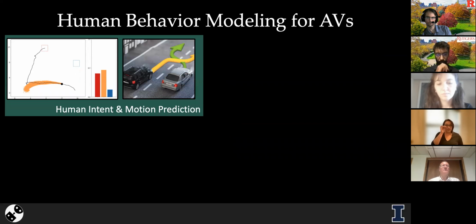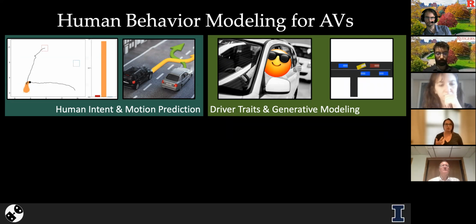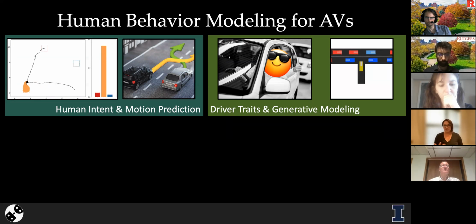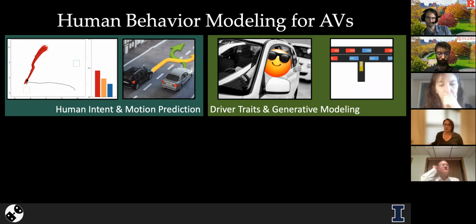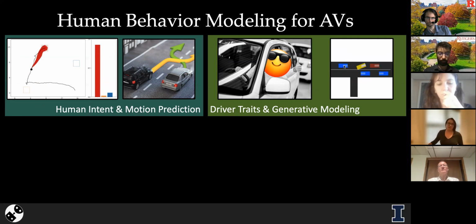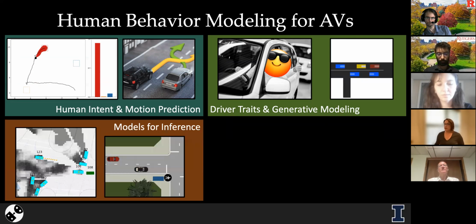We've looked a lot at modeling human intent and motion prediction. We've more recently been looking more explicitly at driver traits, so trying to understand some of these hidden parameters that determine, again, whether or not an agent is going to be cooperative or not. This becomes very important for downstream tasks, like when we have complicated intersections that we're trying to navigate through. So having this agent level understanding becomes very important.